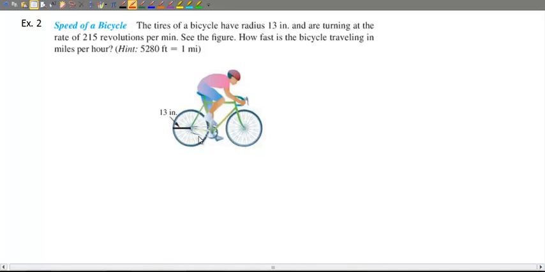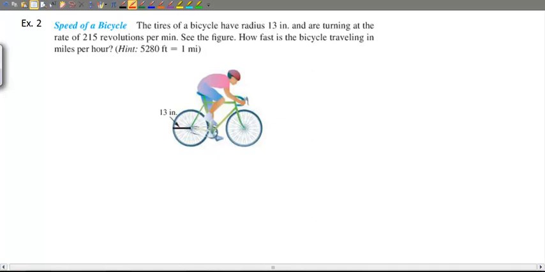So in this video, we're going to take what we know about both angular speed and linear speed and apply it in two different applications. This example right here is talking about the speed of a bicycle. We know that the bicycle tires have a radius of 13 inches and that they are rotating or turning at a rate of 215 revolutions per minute.